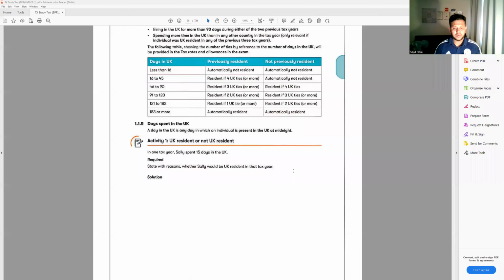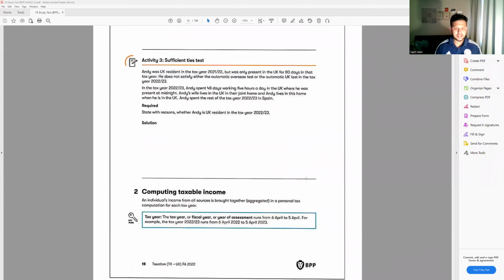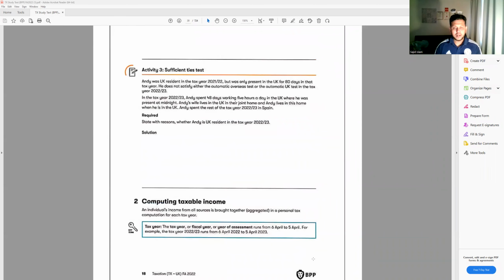So we have all the information, and we say yes, he is a resident of the UK because 3 ties are satisfied. He was previously resident in the UK, and he spent 48 days. And the first tie is working 5 hours, and the wife and the accommodation. So it looks like he was a resident in the UK.